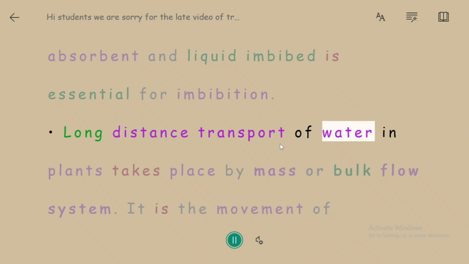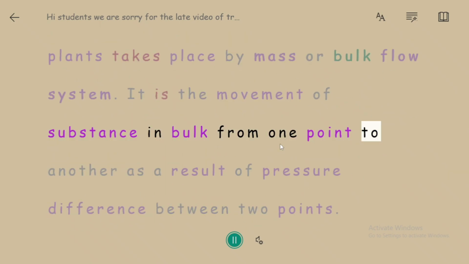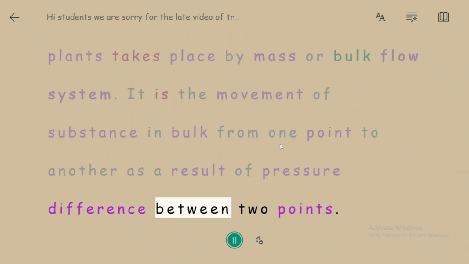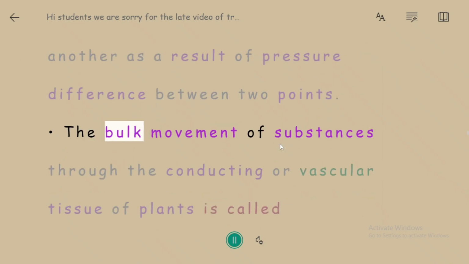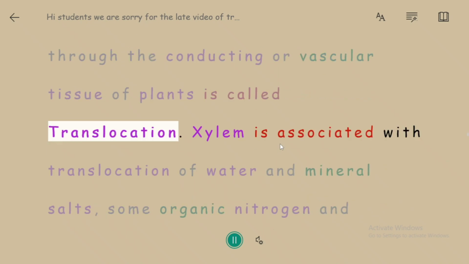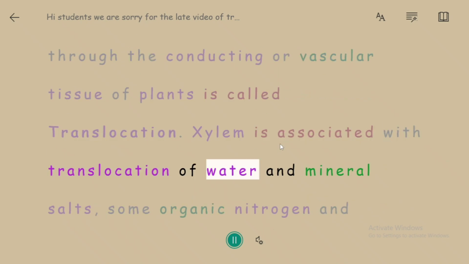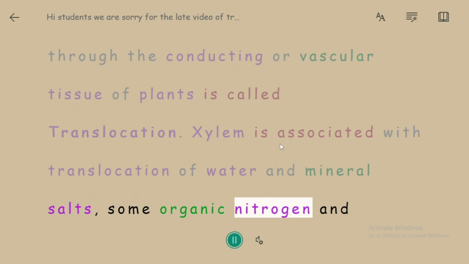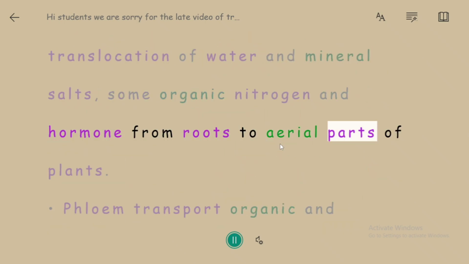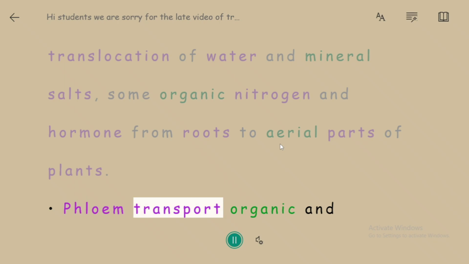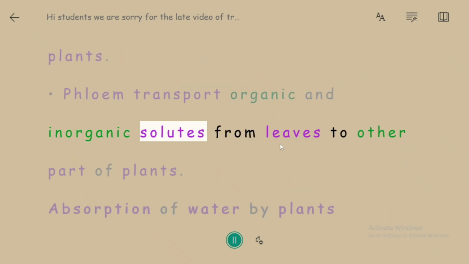Long-distance transport of water in plants takes place by mass or bulk flow system. It is the movement of substances in bulk from one point to another as a result of pressure difference between two points. The bulk movement of substances through the conducting or vascular tissue of plants is called translocation. Xylem is associated with translocation of water and mineral salts, some organic nitrogen and hormones from roots to aerial parts of plants. Phloem transports organic and inorganic solutes from leaves to other parts of plants.